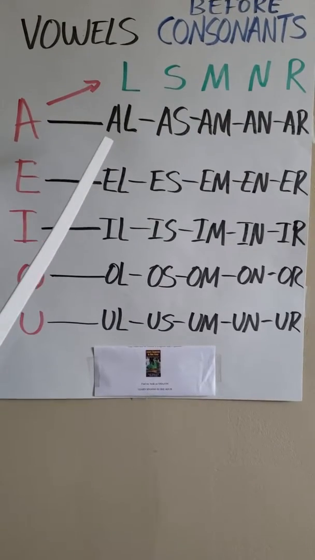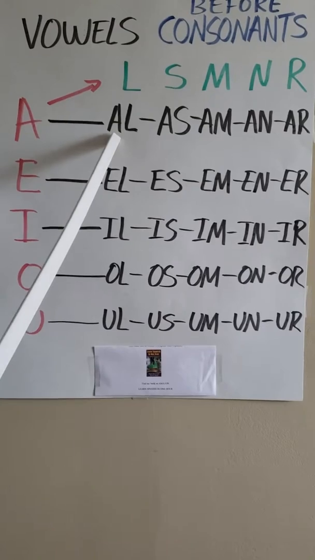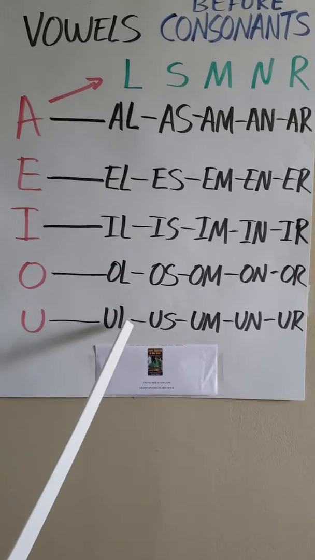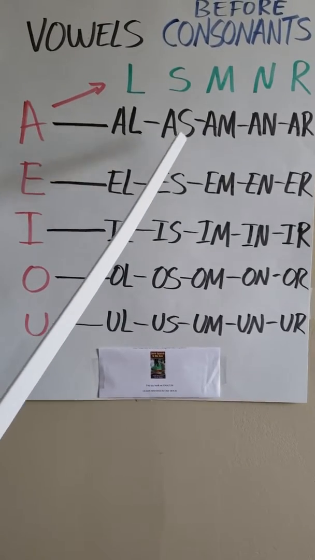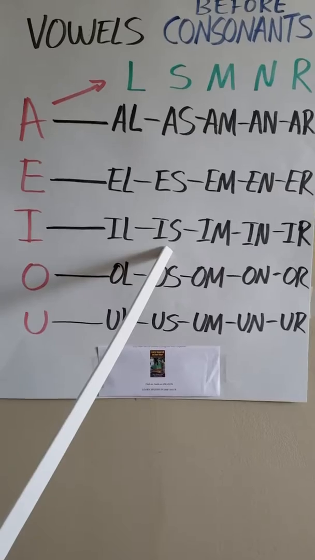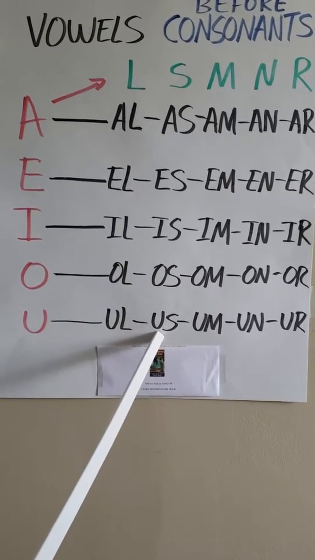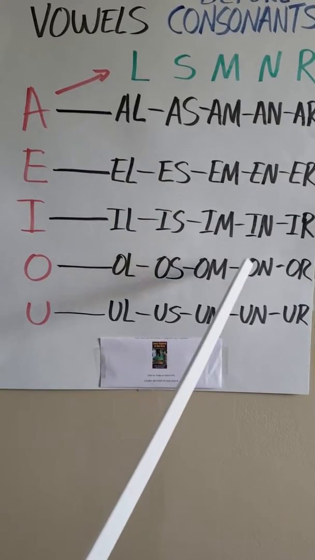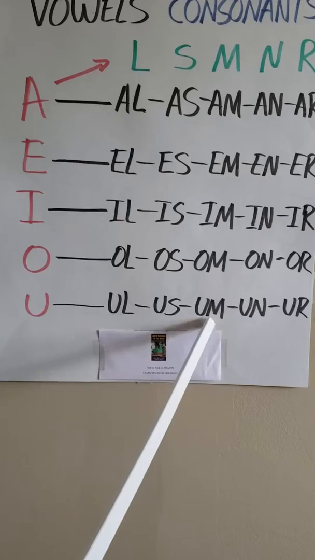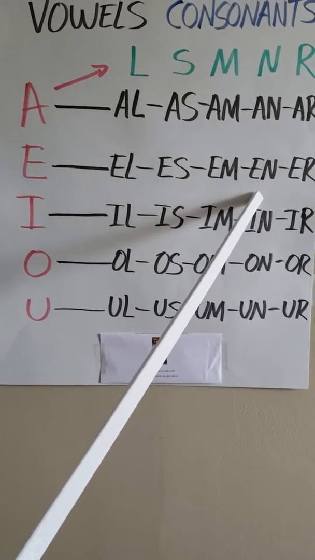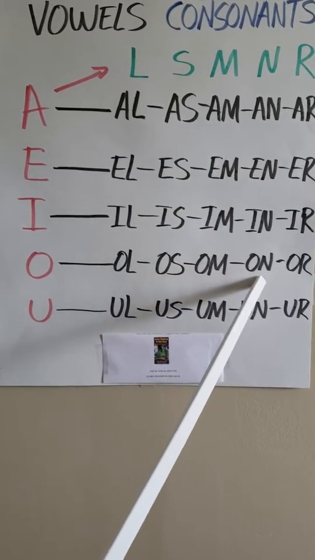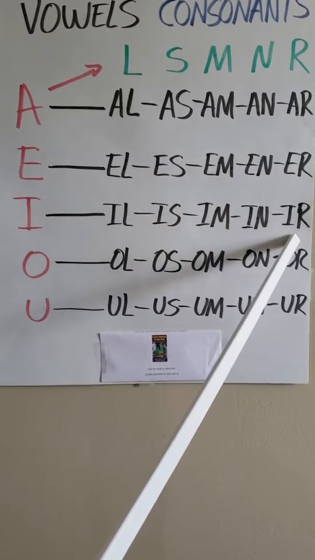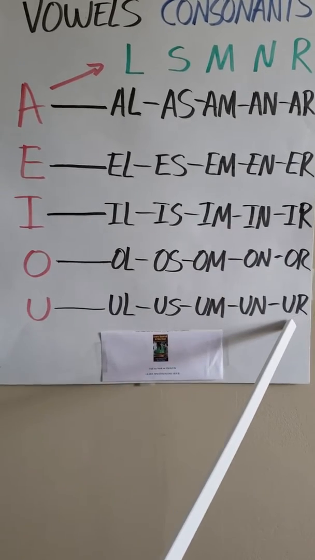If we repeat, it is al, el, il, ol, ul. As, es, is, os, us. Am, em, im, an, en, in, on, un, ar, er, ir, or, ur.